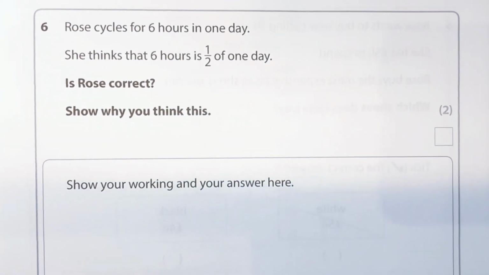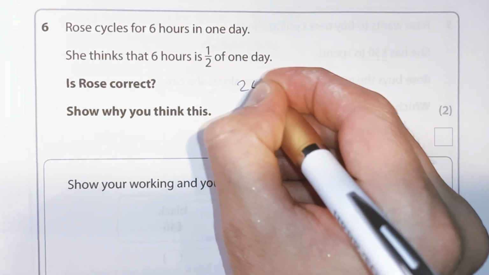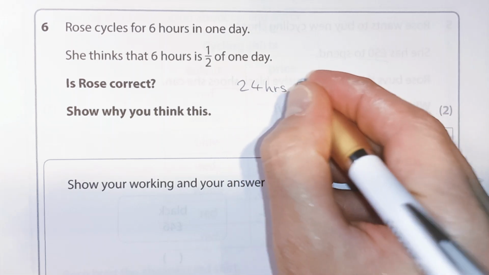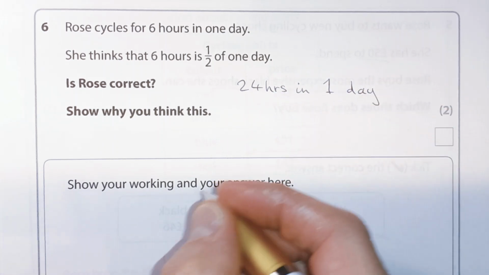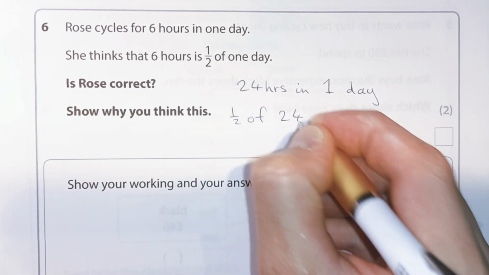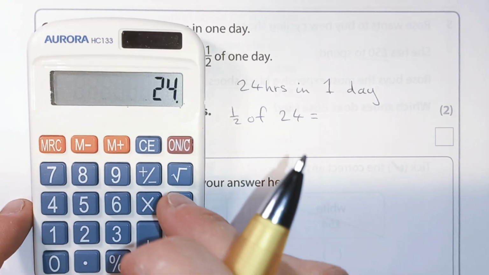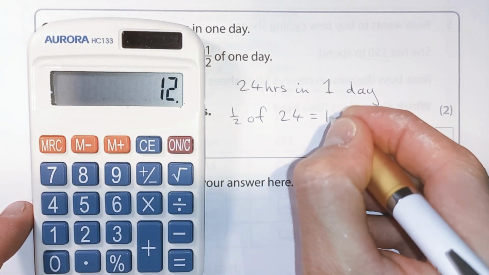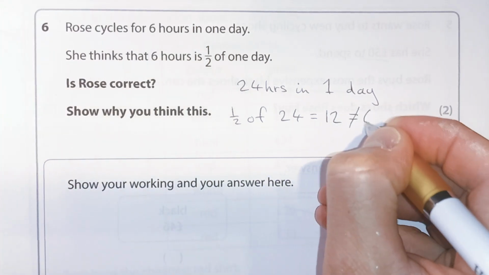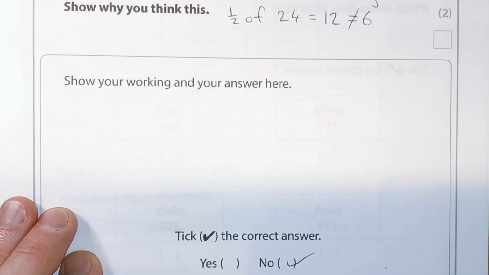Question 6. Rose cycles for 6 hours in one day. She thinks that 6 hours is half of one day. Is Rose correct? Well, there's 24 hours in one day. So if we want half of one day, we want half of 24. Well, that's the same as saying 24 divided by 2, which is 12. So it's not equal to 6. So is Rose correct? No. In fact, we can tick down there.